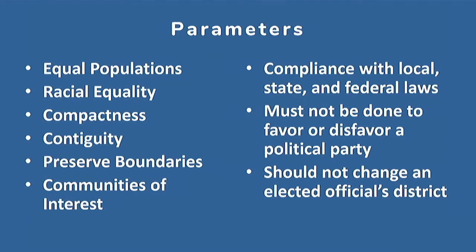We also will preserve boundaries of existing precincts. So our precincts that showed in our map, we would not draw a line through the middle of one of those. We will maintain those boundary lines. We also want to preserve communities of interest. And we will comply with local, state, and federal laws, of course. We would not draw lines to favor or disfavor a political party. And ideally, we would not move a seated elected official out of their district. So we would hope not to do that.